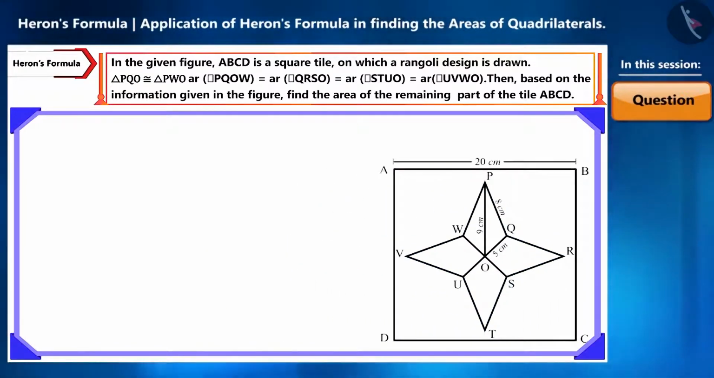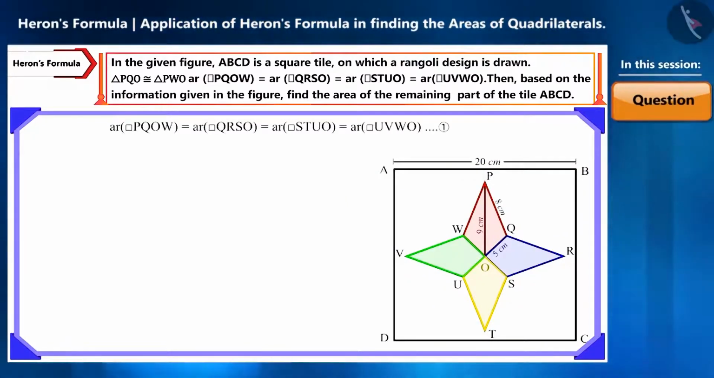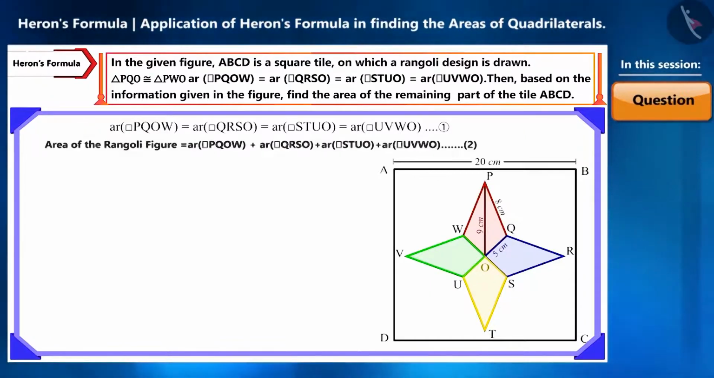Friends, look at the figure carefully. We are given that the area of all these four quadrilaterals is equal. Let's call it equation 1. And you can see in the figure that the figure of rangoli is formed by joining all these four quadrilaterals. So, by adding the areas of all these quadrilaterals, we will get the area of the rangoli. Let's call it equation 2.